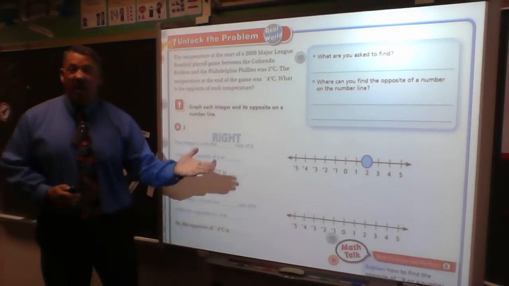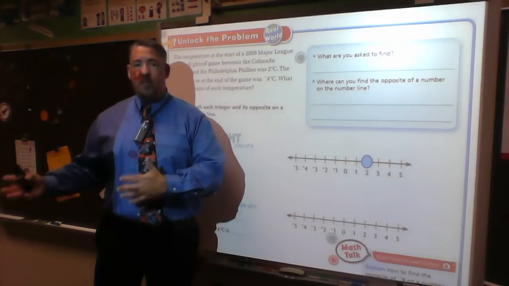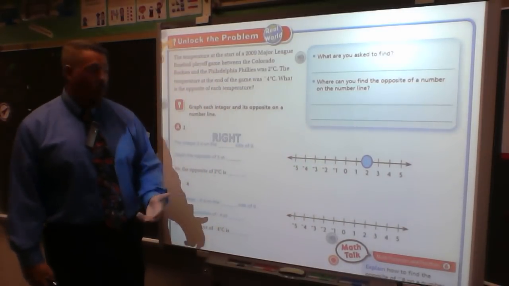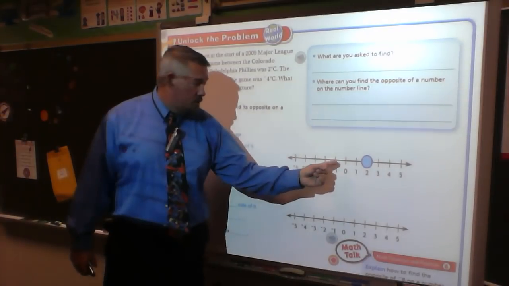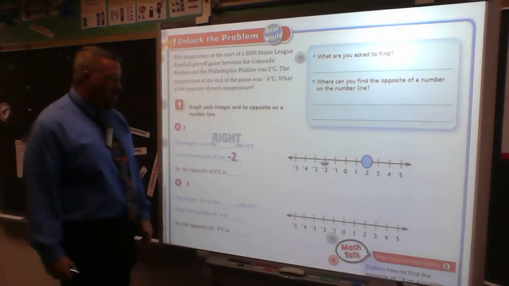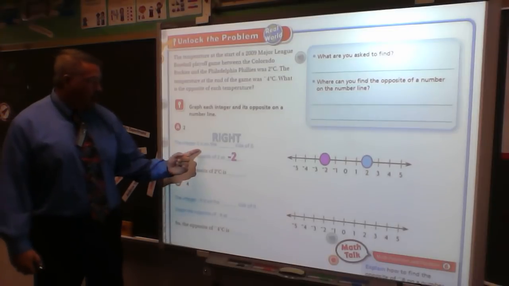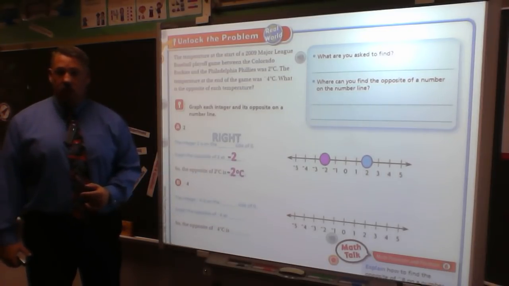So if I think about its opposite, what's its mirror image going to be? Well, it wouldn't be like negative 15. It's just going to be that number, but I'm going to change the sign. So its opposite is going to be negative 2. I'm 2 spaces from 0, and therefore I have to go 2 spaces from 0 in the opposite direction. So the opposite of 2 degrees Celsius would be negative 2 degrees Celsius.